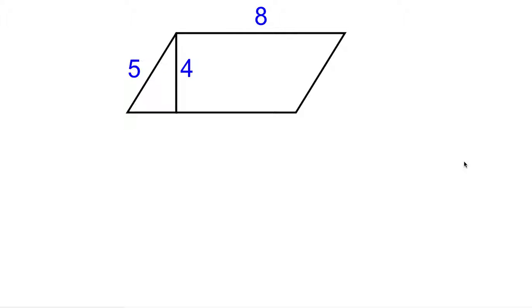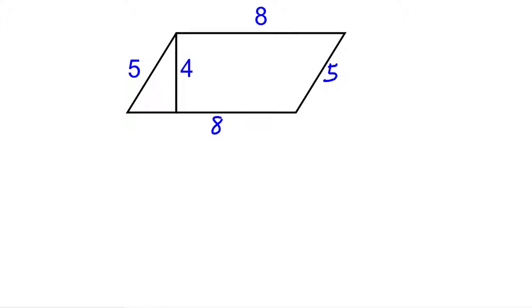Okay, so this is a parallelogram. We can tell because, well, I'm telling you it's a parallelogram. But the key feature about parallelograms is that opposite sides are congruent. So if this side is 5, this is 5. And if this side is 8, this is 8.